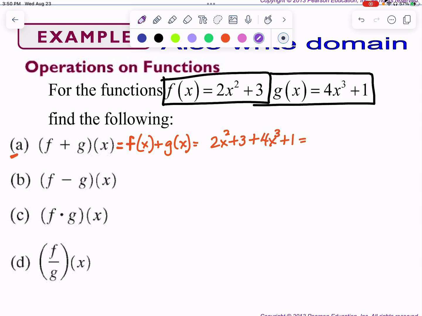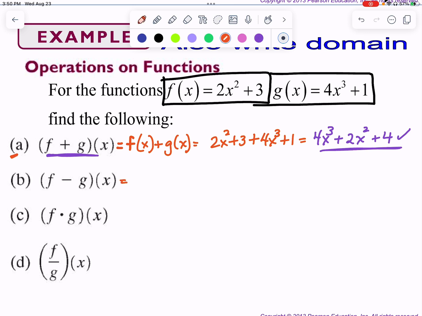Am I able to add like terms and rearrange it in decreasing order of powers? And I have added them together. Since I was not given a specific input, my answer, the sum of these functions, is a brand new function.